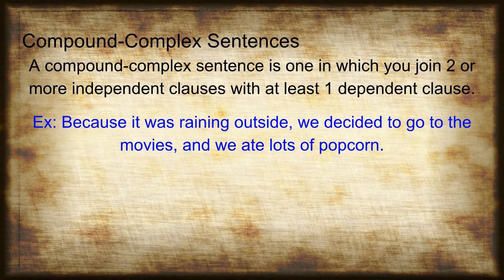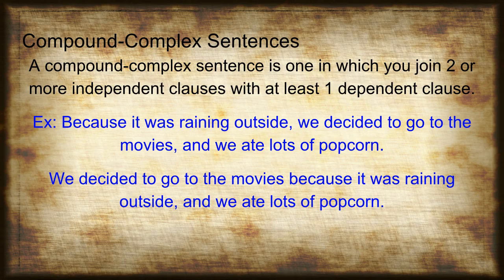Now we can switch this around so that our dependent clause does not come first, and so we eliminate one of our commas this way. We decided to go to the movies because it was raining outside, comma, and we ate lots of popcorn. So here you can see that we've got the dependent clause sandwiched in between the two independent clauses, and so therefore we only need the 1 comma before the coordinating conjunction at the end.